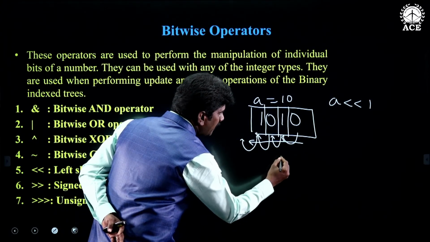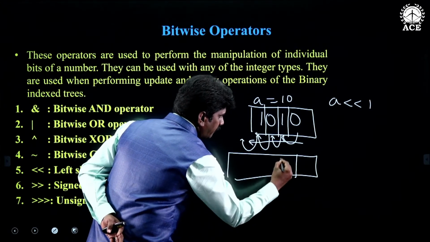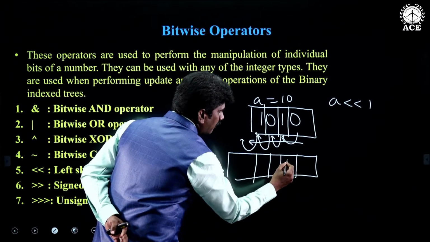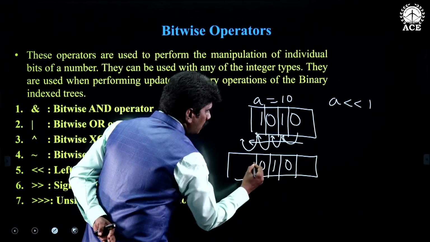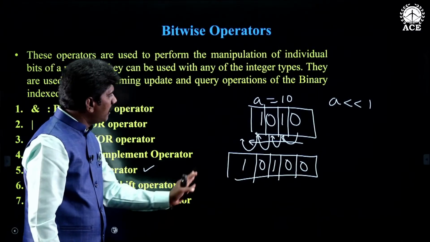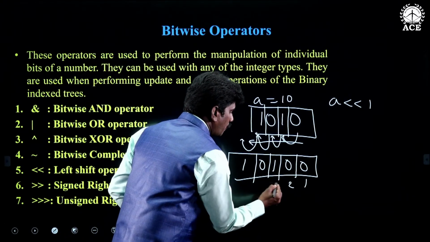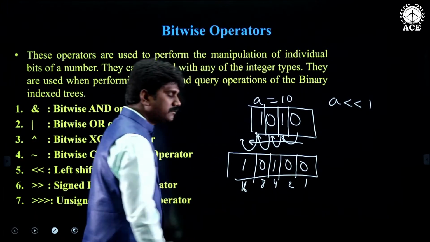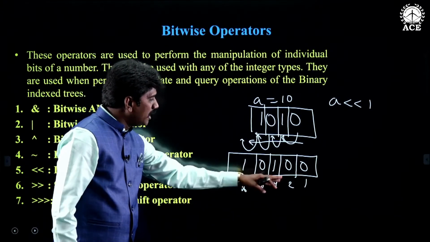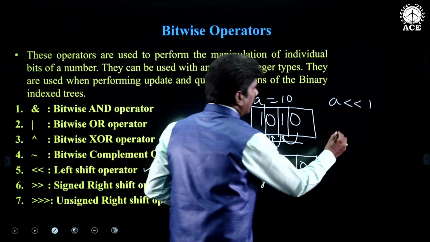How will it be? We have shifted the values, the last one comes to the last but one, like 0, 1, 0, 1 and 0. Like this the values are shifted. Now let us find the value for it. That is 1, 2, 4, 8, 16, that is 2 power 0, 2 power 1, 2 power 2, 2 power 3, 2 power 4. What is the value for it? 16 plus 4 is going to be 20.